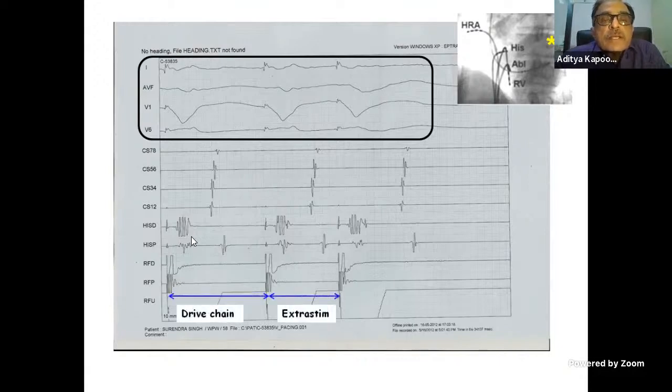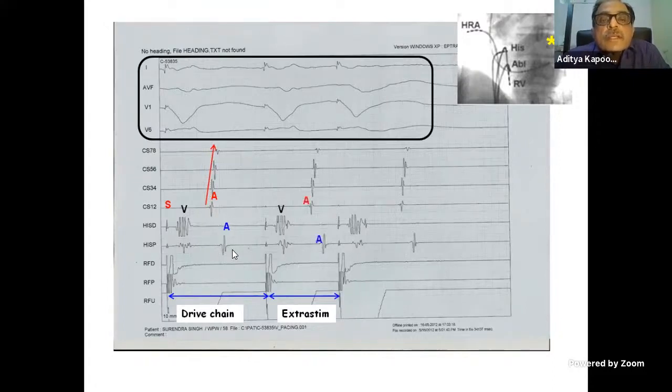So drive chain, extra stimulus. This is the stimulus, this is the V. Now you clearly see that the A in the CS distal is probably the earliest. That is why I have marked it with an arrow. And as Dr. Vivek also pointed out, remember that this is how an A in a CS will look. So you identify the A, and over here you see that the His bundle A is clearly late, right? And the CS is activated distal to proximal.